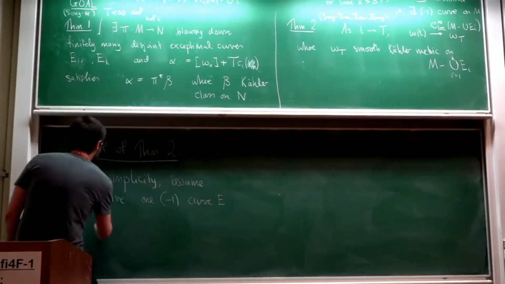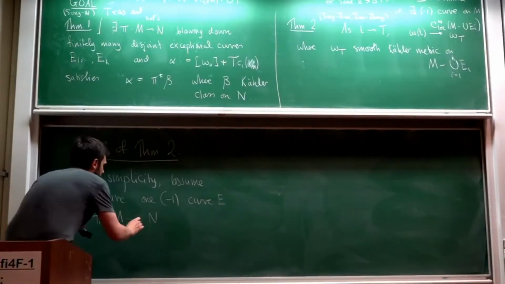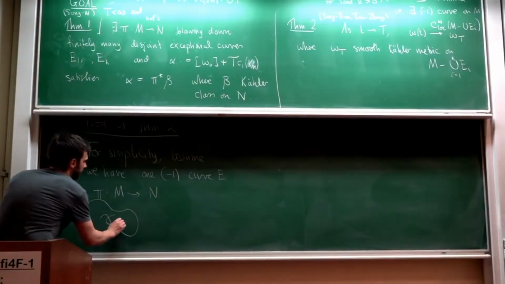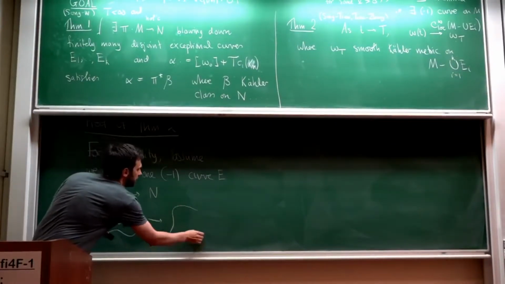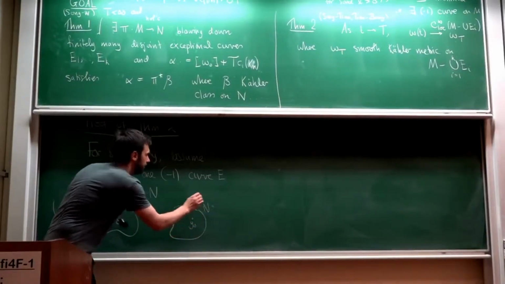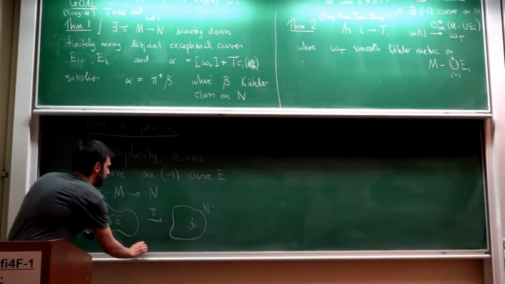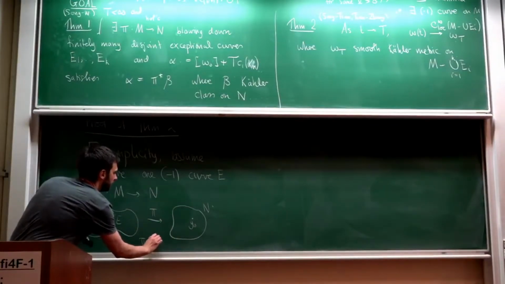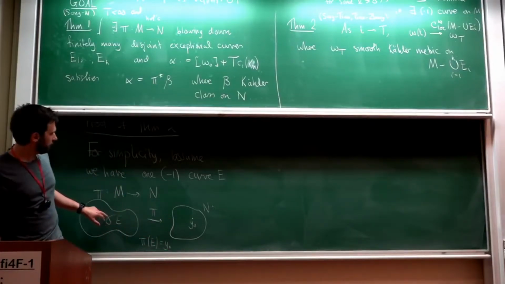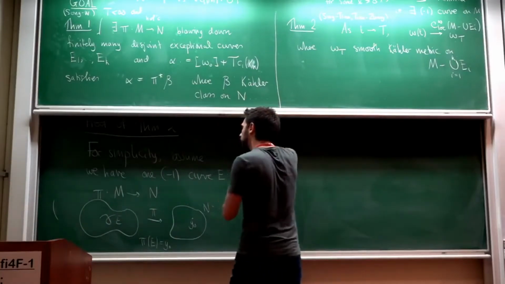E, and then pi is a map from M to N, which maps this E to a single point. Let's call it y naught in N. So pi sends E to y naught, and pi is an isomorphism away from E to N, away from y naught.